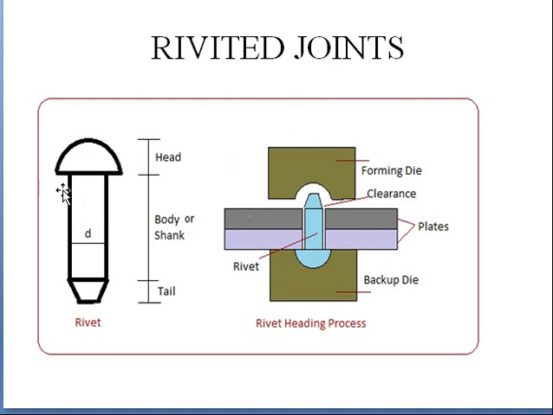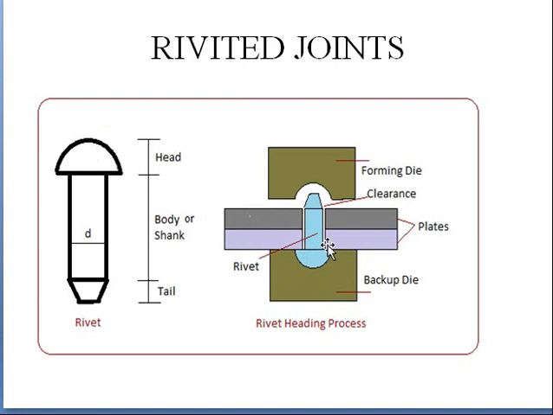The top part is called the head, this is called the body, and this is the tail part. Now the diameter of the rivet joint will depend upon the thickness of the plate which we are taking. If these two are the plates which you want to join, this is the backup die which has a design over here.